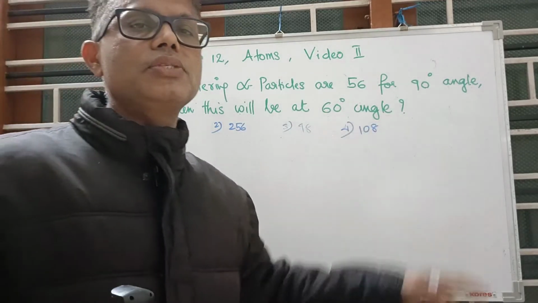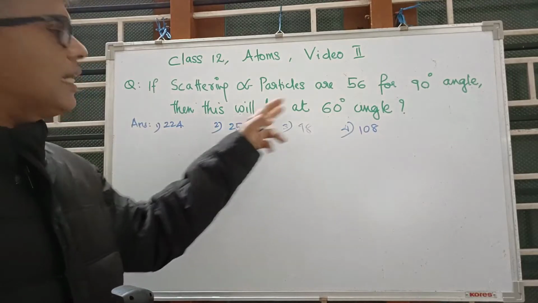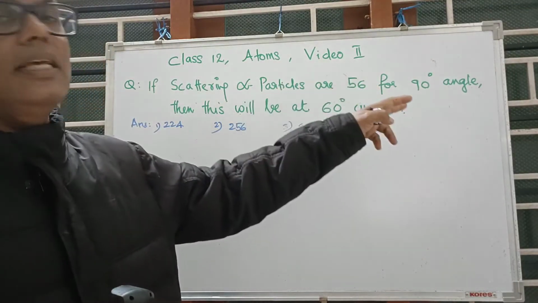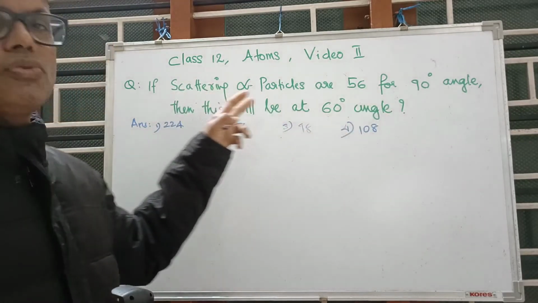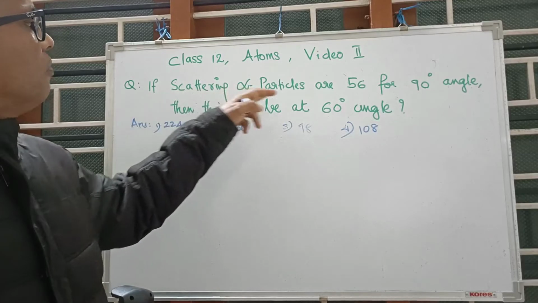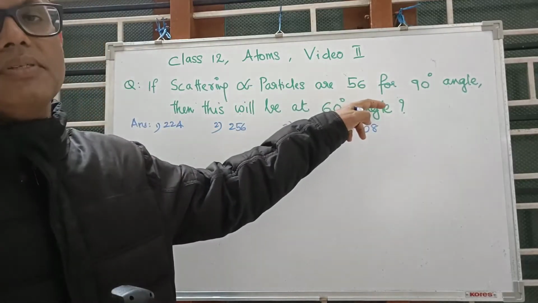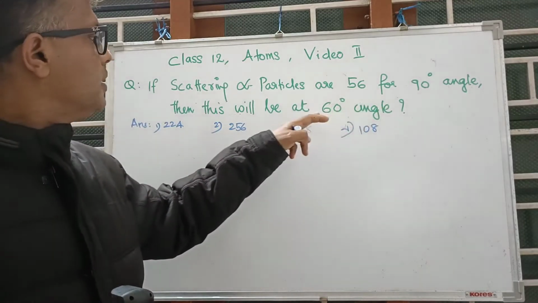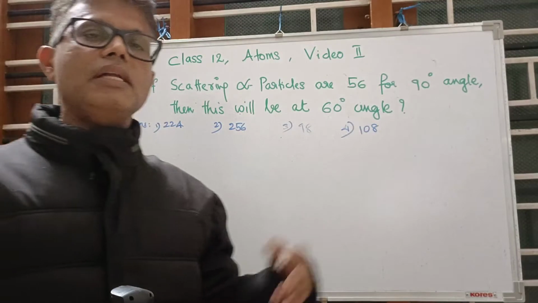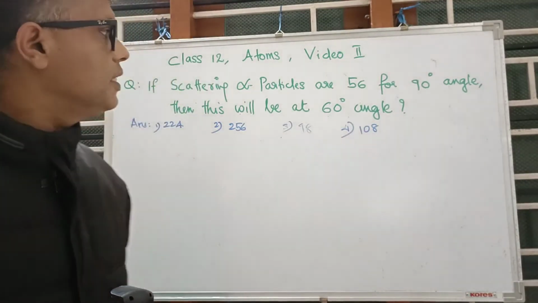I know this is not grammatically correct, only technically correct. So we are going to correct it, technically as well as grammatically. You can say it the other way: if alpha particles scattered at 90 degrees are 56 in number, then at 60 degrees, how many alpha particles will be scattered? That is the question.